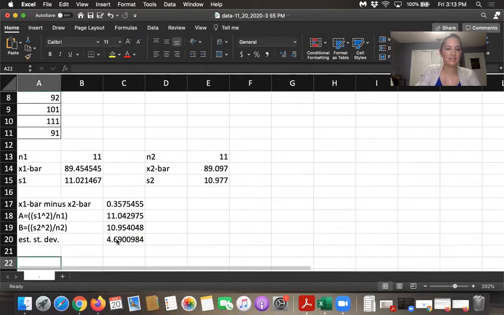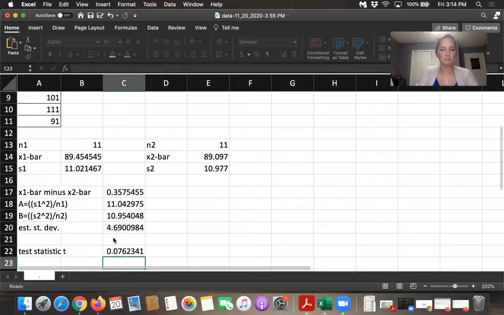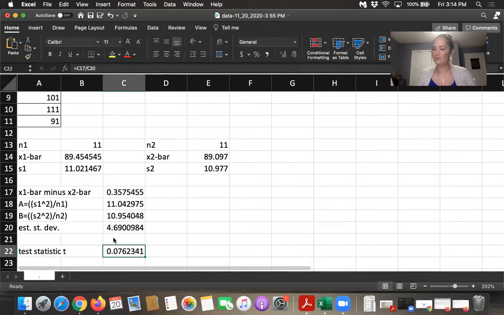And then our test statistic T has that X sub 1 bar minus X sub 2 bar in the numerator, and then you're subtracting the difference between the population means, which we're assuming to be 0 because we're assuming that the null hypothesis is true. And then we're dividing by this estimate for the standard deviation of that distribution of X sub 1 bar minus X sub 2 bar. And so we get this. It's really not that extreme, is it?